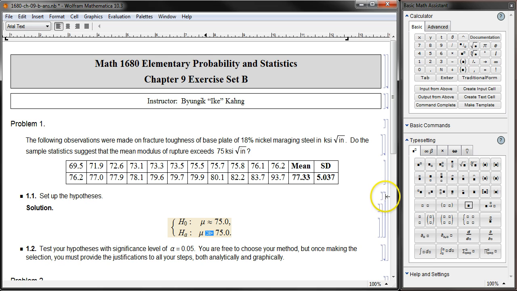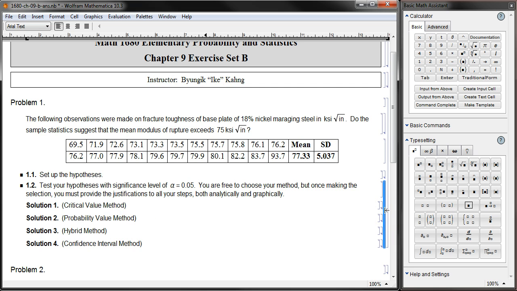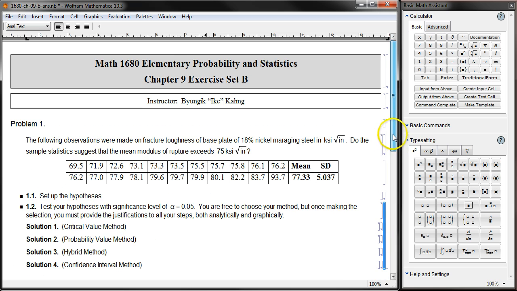Okay, now that the hypotheses are set up, let's go over to the testing, and let's do the probability value method this time. If you prefer the critical value approach, look at the previous video. We already talked about it. If you prefer the other methods, well, they are coming. In this video, we are talking about the probability value approach.